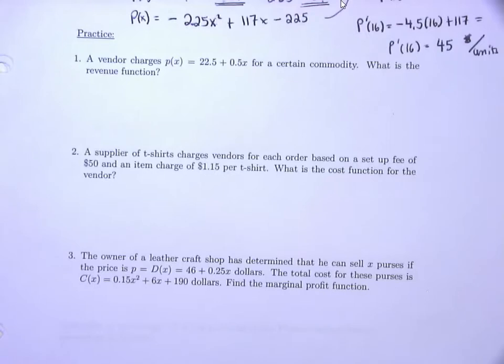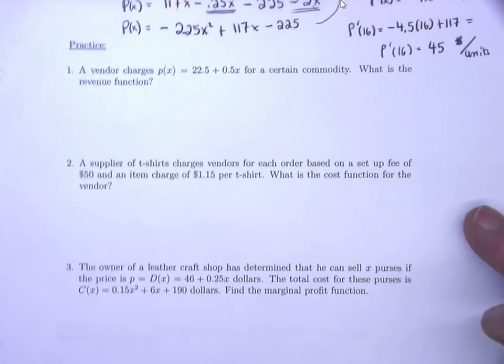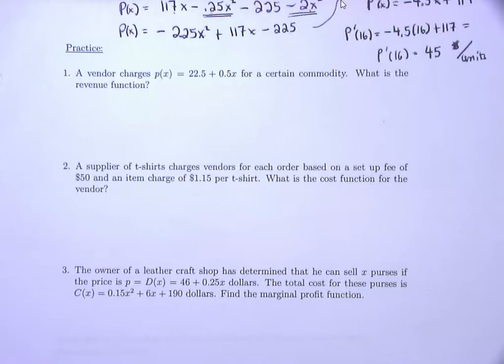Okay. A vendor charges p of x, and that's a little p, by the way, equals 22.5 plus 0.5x for a certain commodity. What is the revenue function? All right, that's a little p, and they talk about a vendor charging, so charge means this is a price. So again, you have to create these formulas, because if I can't get you to create the formulas, all this wonderful stuff on taking derivatives is out the window. If you can't create the equation, what's there to take a derivative of? So you've got to master this.